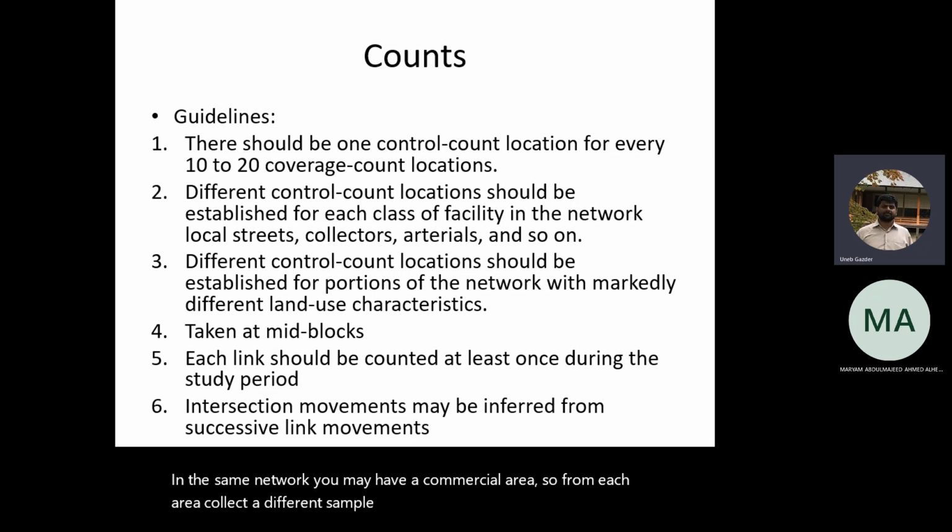A different sample means what? In each area I will have some control counts and coverage counts. On each type of highway I will have some control counts and coverage counts. Got it? So each type of highway and each land use will make its own portion of the network. Got it? Okay.